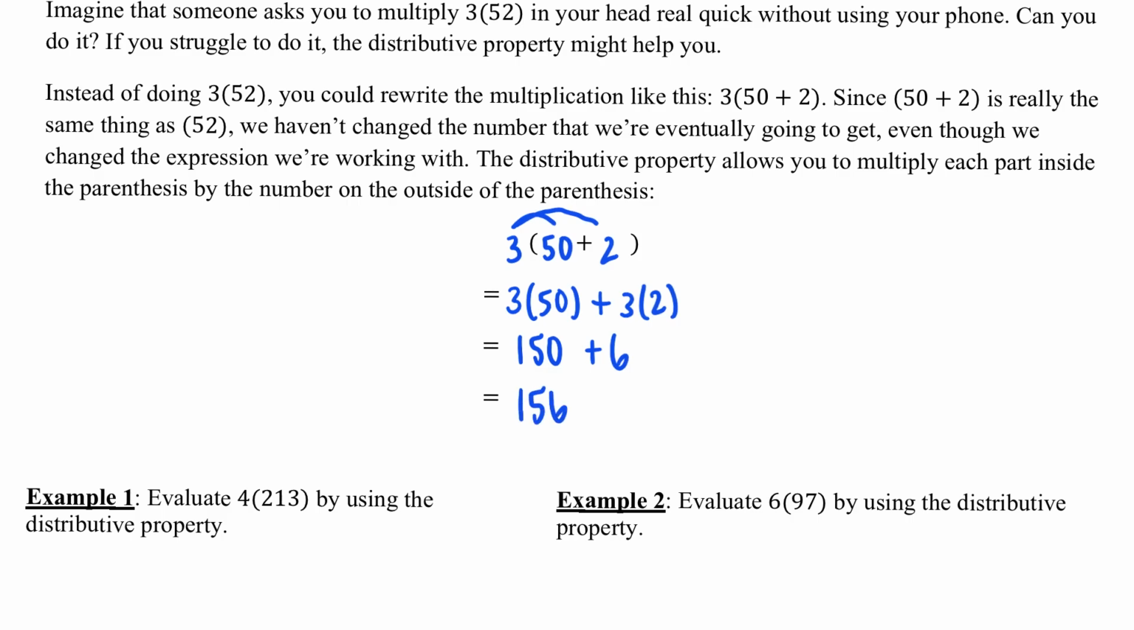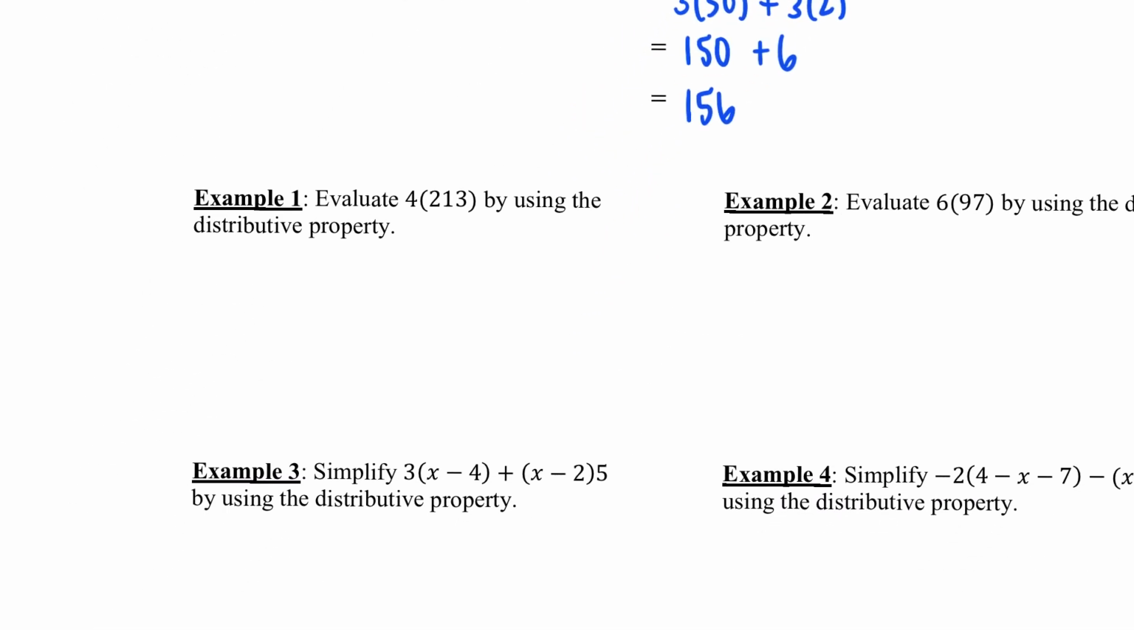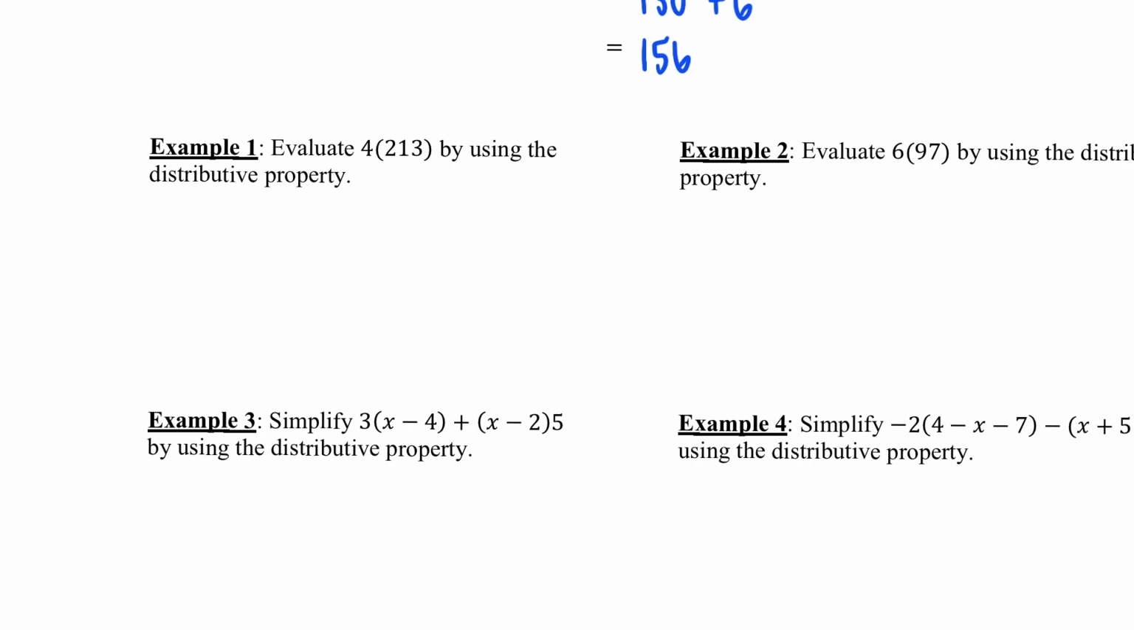So if you can imagine in your head doing the 3 times the 50, right? 3 times the 50 and then 3 times the 2, you can add the 150 plus the 6, you can get 156. So the rest of the examples are just kind of examples of this.